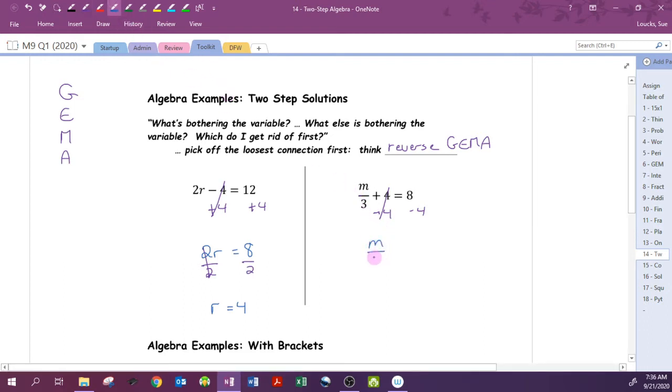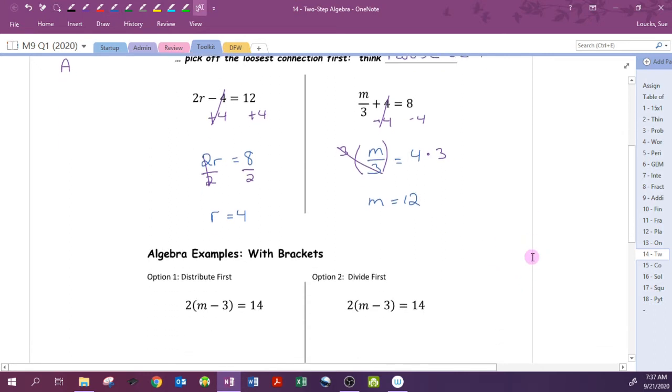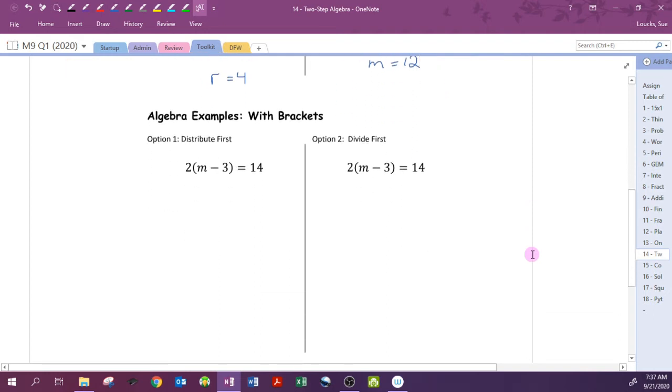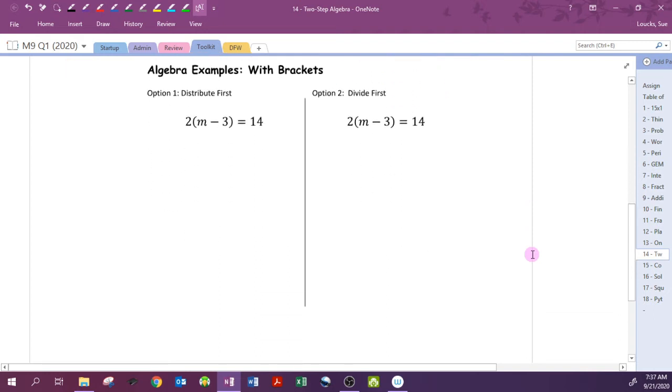All right, we have remaining an m over 3 on the left and a 4 on the right. And now we're going to multiply this side by 3 so we can get rid of that 3. We're going to multiply this side by 3, and we're left with m equals 12. Okay? The other type of question we see when we're doing two-step equations is one where there are brackets.